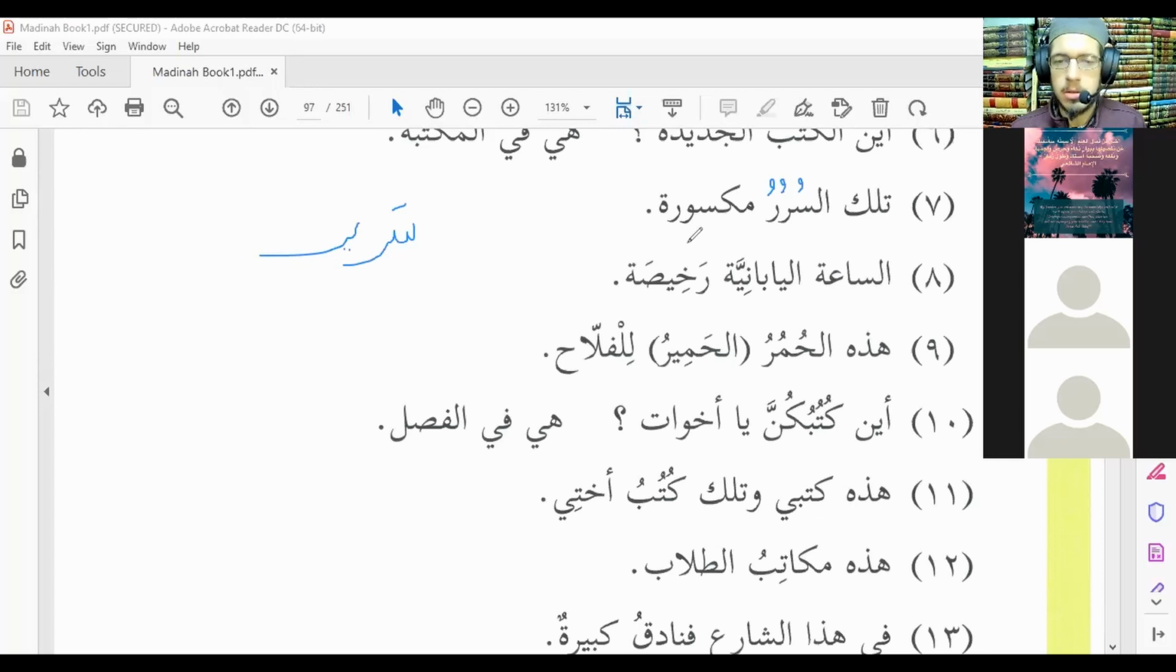So these beds are broken. Here we have a literal translation. Tilka literally means these, right? But since this is a group of non-human objects, then we go to the maksuratun. Right? Singular feminine in form, but plural non-human in meaning. Good. Sister Musarrat, number 8.